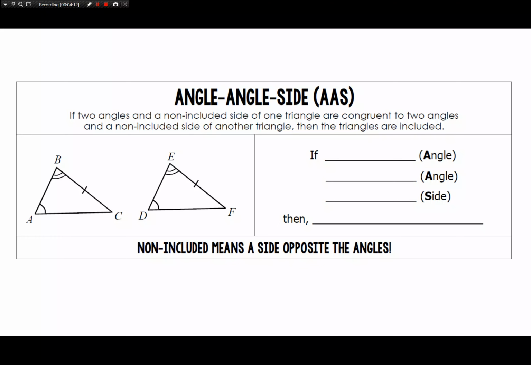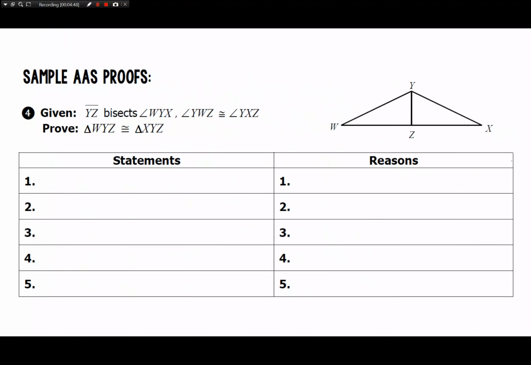Alright, what this basically means is we have one angle congruent to another angle on the other triangle, next to an angle that is congruent to the other angle, and then the following side afterwards would be congruent to the following side of the other triangle. With this example, if angle A is congruent to angle D, angle B is congruent to angle E, and segment BC is congruent to segment EF, then triangle ABC is congruent to triangle DEF. Let's look at an example.